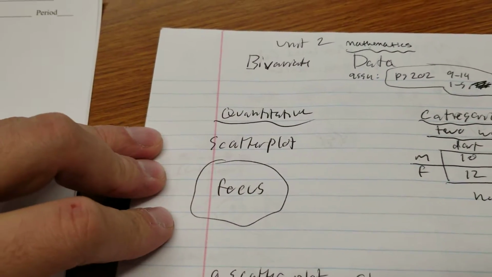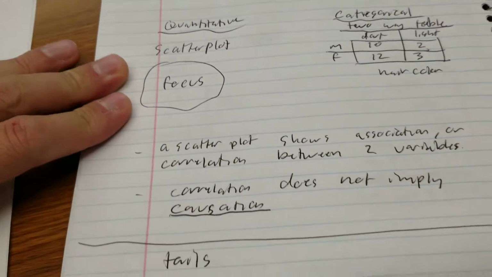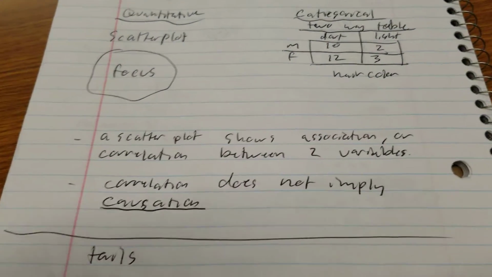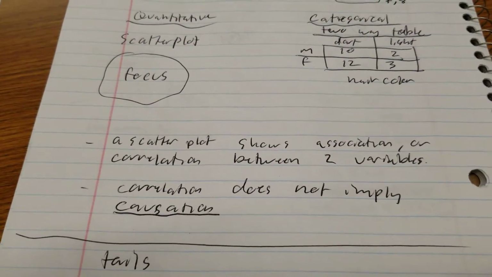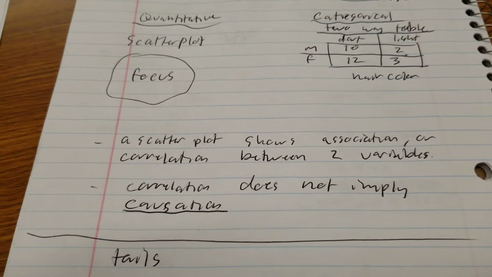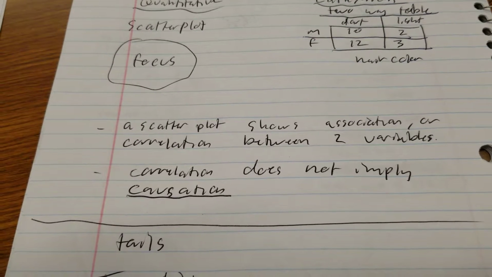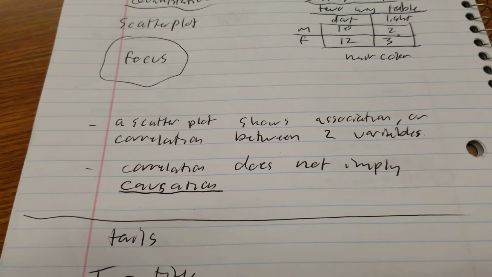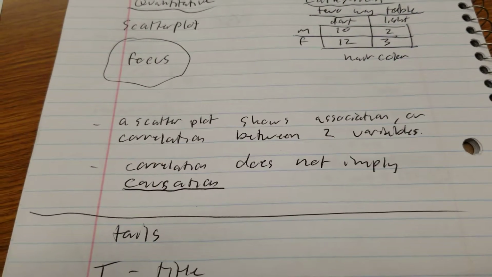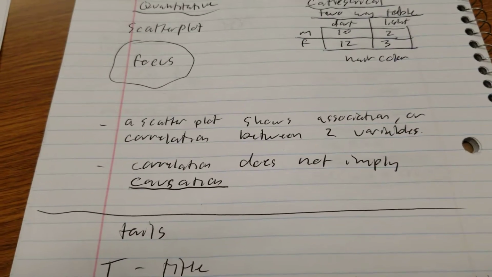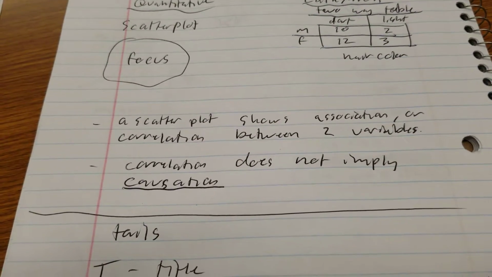So you've all seen what scatterplots look like, and a scatterplot shows association or correlation, those are basically the same word, between two variables. Correlation does not imply causation, meaning just because two things show a good relationship, as one goes up, the other one goes up, or something like that, it doesn't mean that one caused the other one.